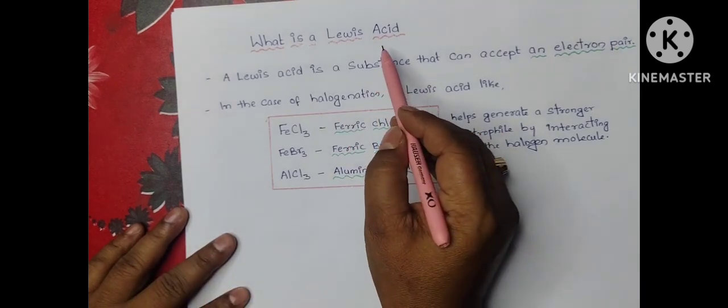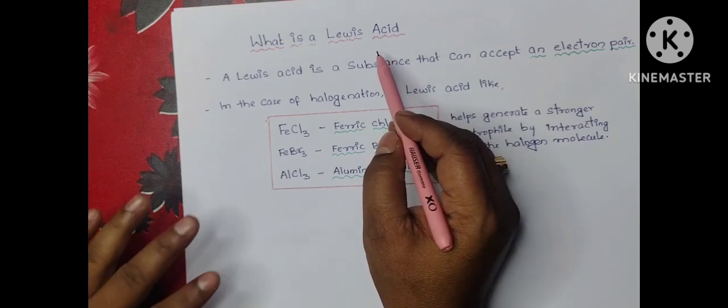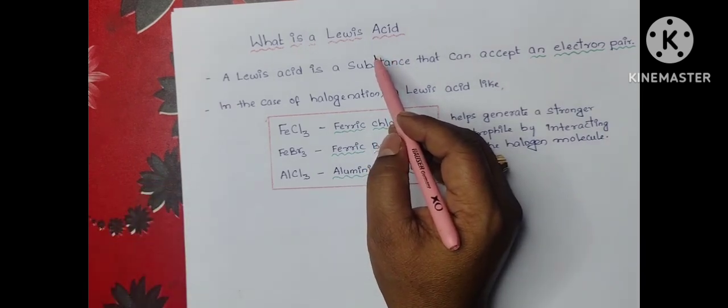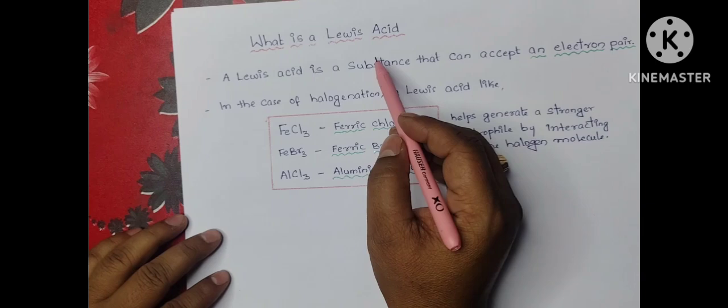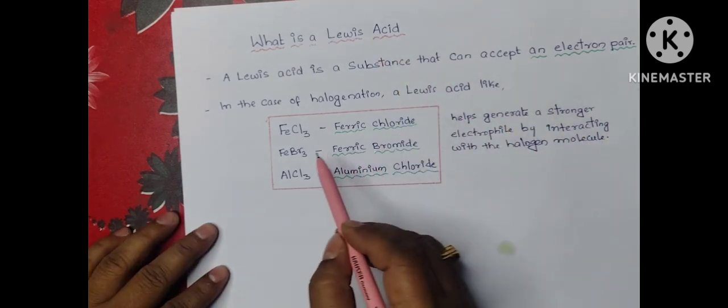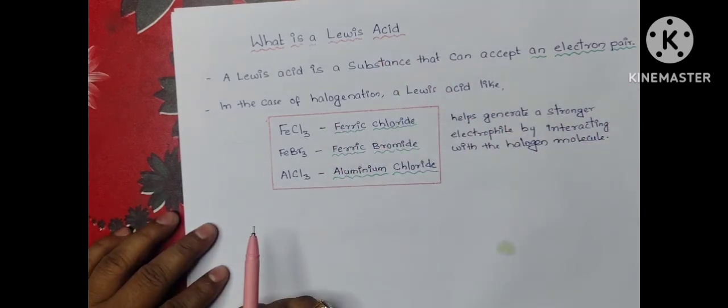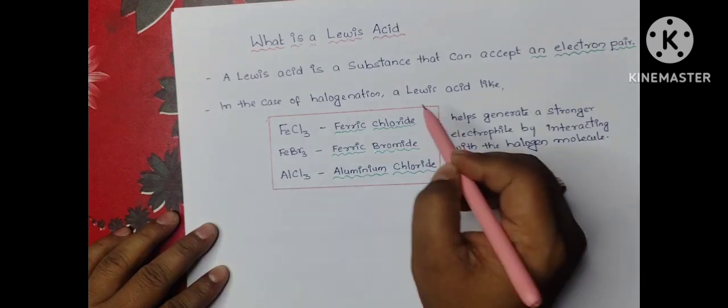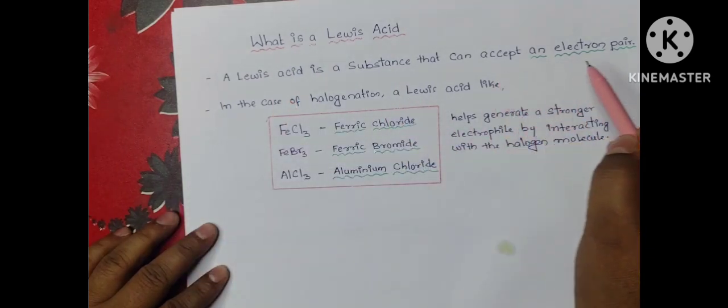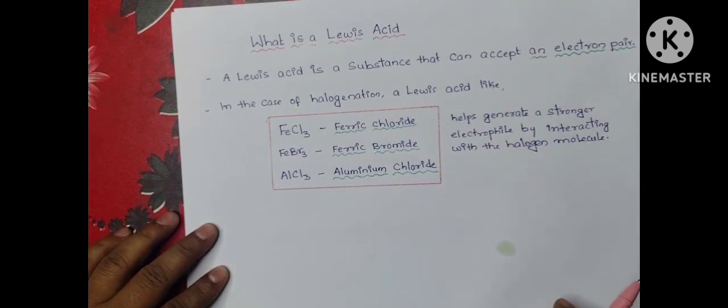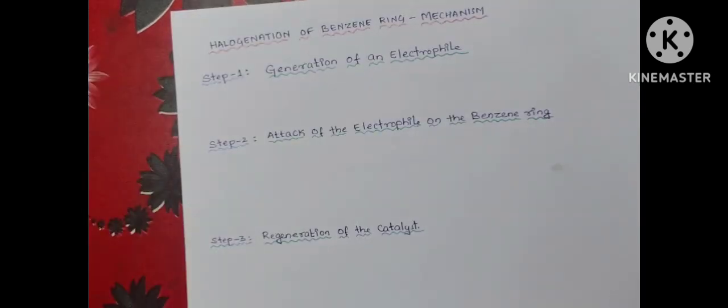Without a Lewis acid, the reaction is not going to take place, because we need to generate an electrophile. For that, we are taking the help of a Lewis acid. What is the role of the Lewis acid? A Lewis acid is a substance that can accept an electron pair. Now let us see the mechanism part of this reaction.